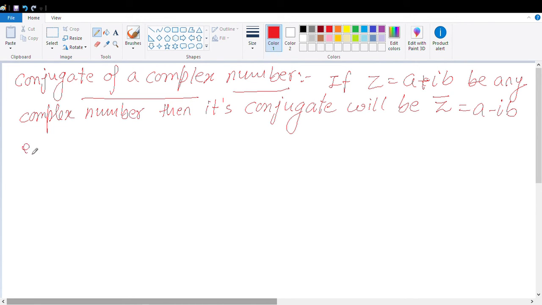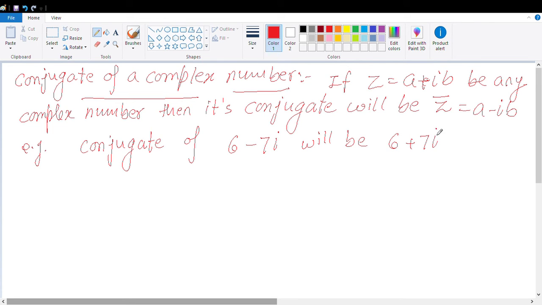For example, conjugate of 6 minus 7i will be 6 plus 7i. If you want to write conjugate of 1 plus i, its conjugate will be 1 minus i. If the number is negative 7i, its conjugate will be plus 7i. If the number is 3, then its conjugate will be 3.